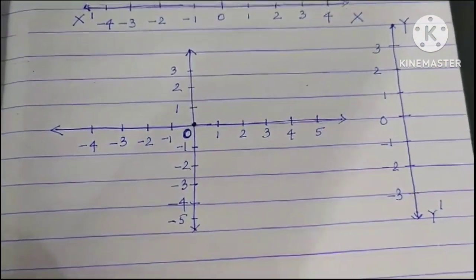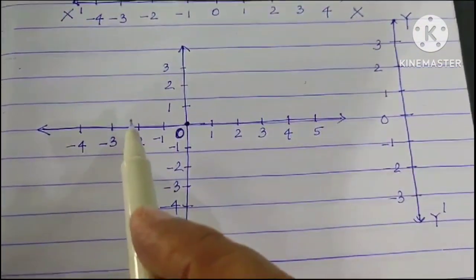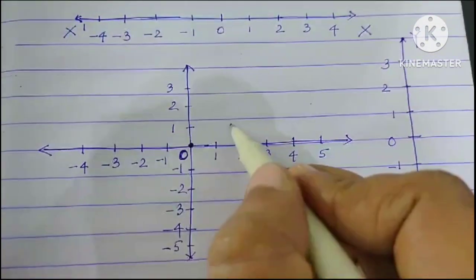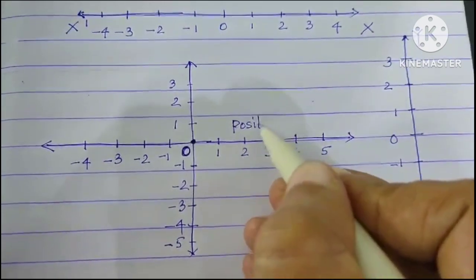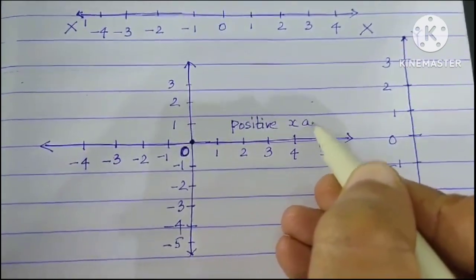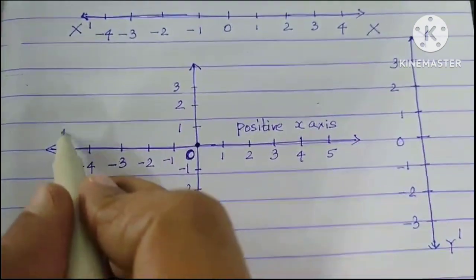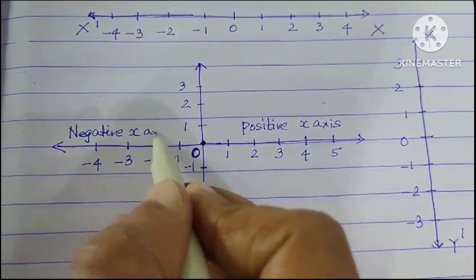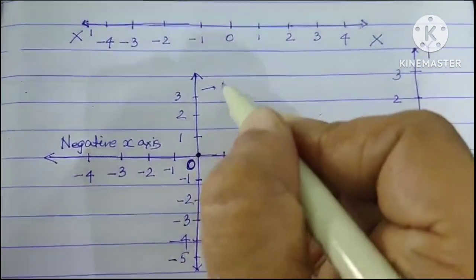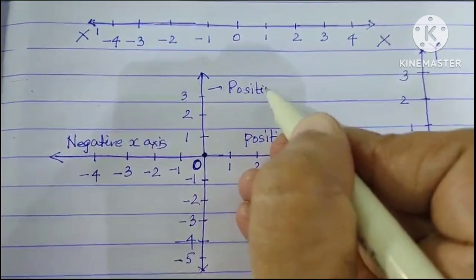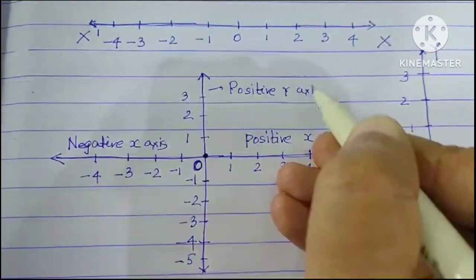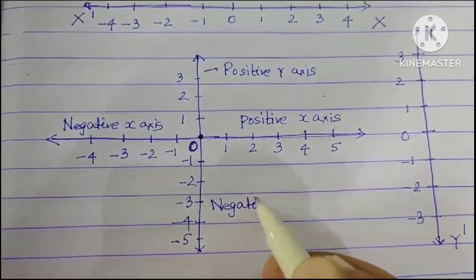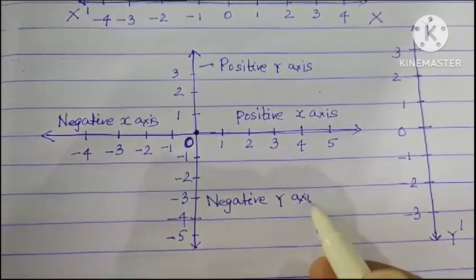Now this will be the origin, and this side will be the positive direction of the x-axis. This we will call the positive x-axis. This side it will be the negative x-axis. This will be the positive y-axis, and this side it will be the negative y-axis.